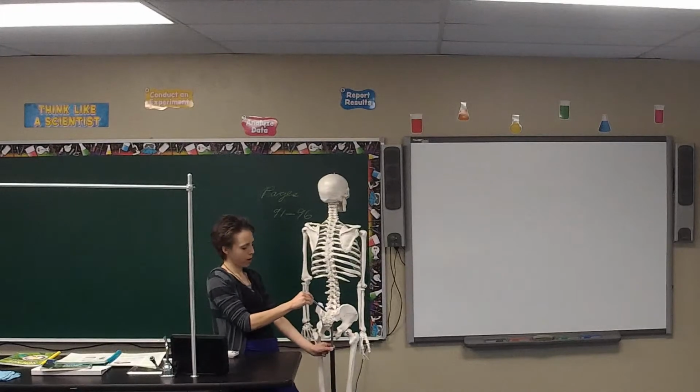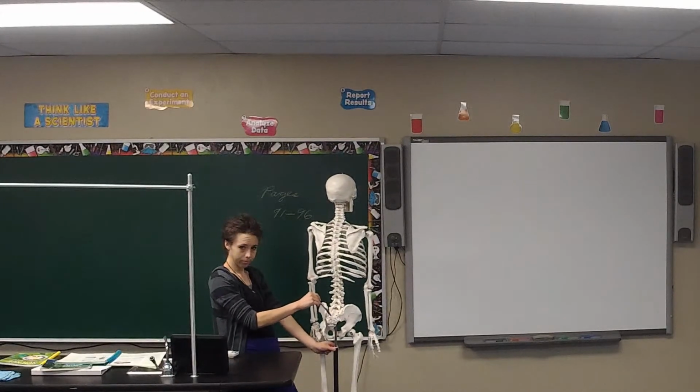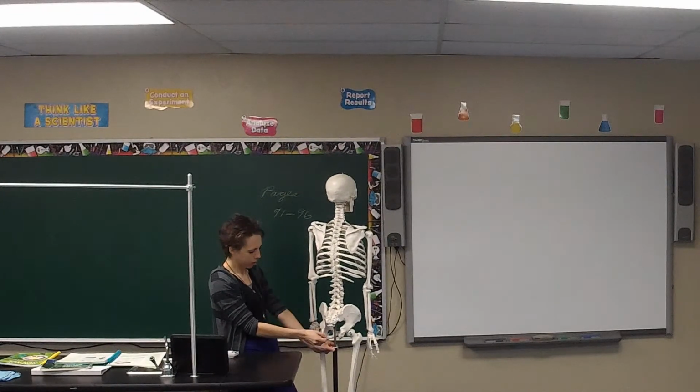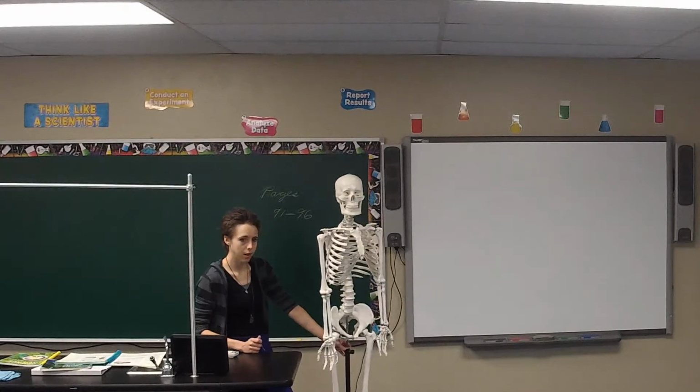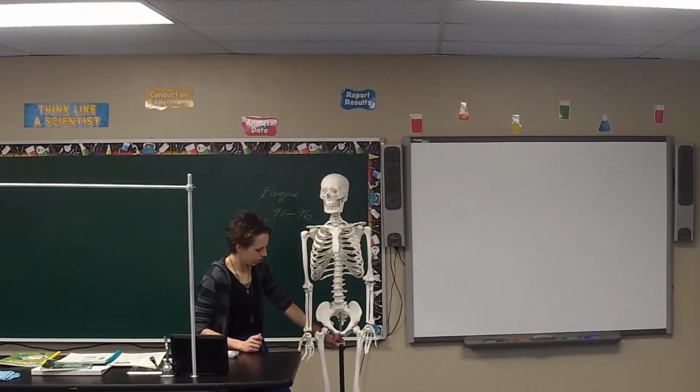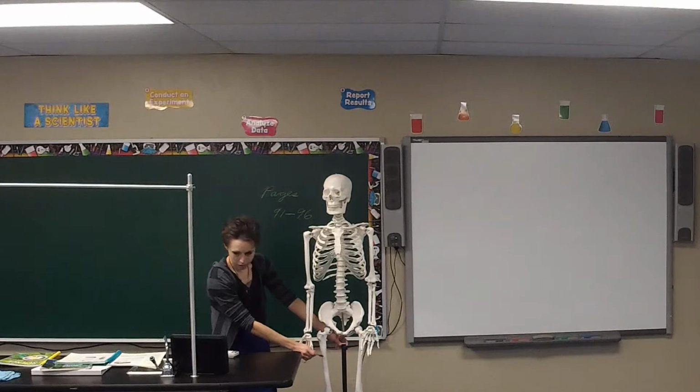Alright, what is the name for these fused bones in your hip area? What do you call this one that helps out with your hips? Alright, that's the sacrum. What do you call your tailbone? The coccyx. What do you call the bones of your hips themselves? Your pelvis. Good job.